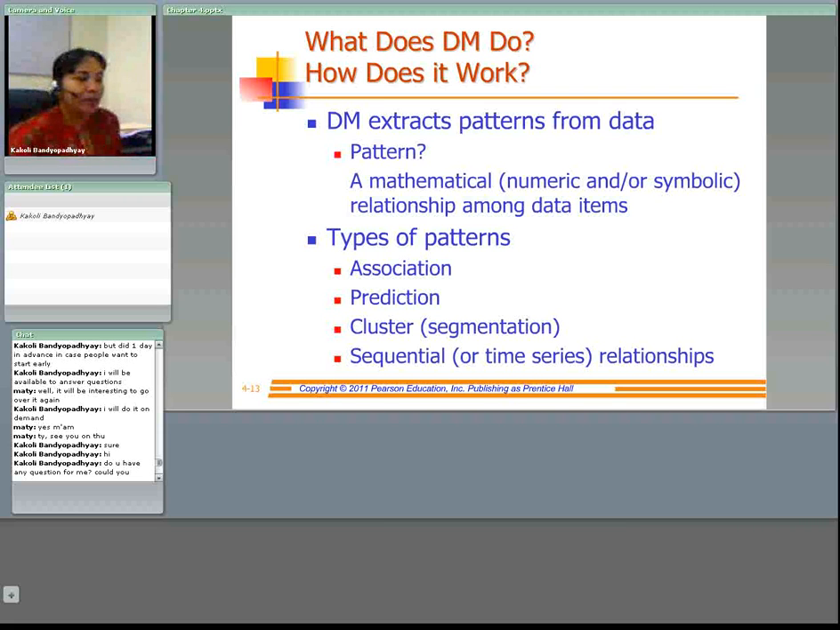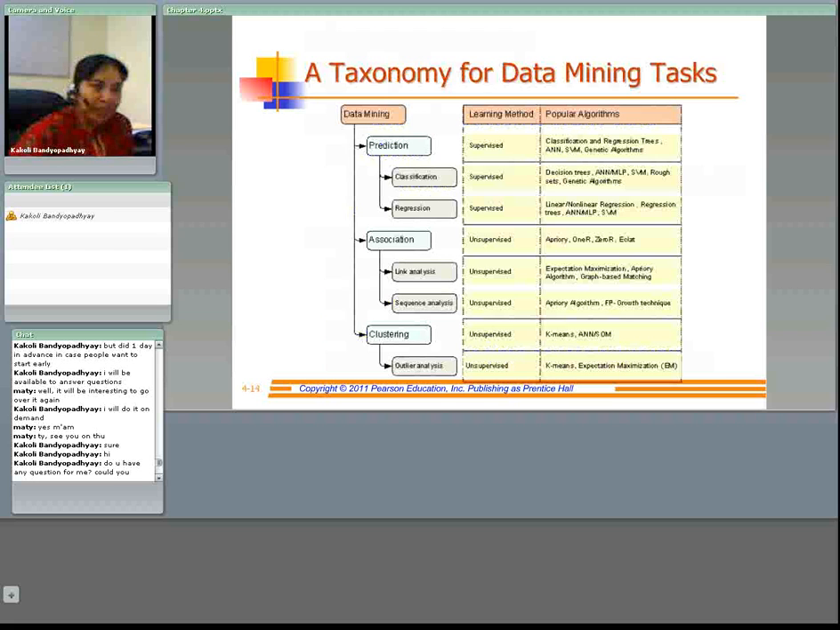Data mining capabilities. Different types of data mining capabilities are association, sequencing, classification, clustering, and forecasting. These are the different types of data mining capabilities.